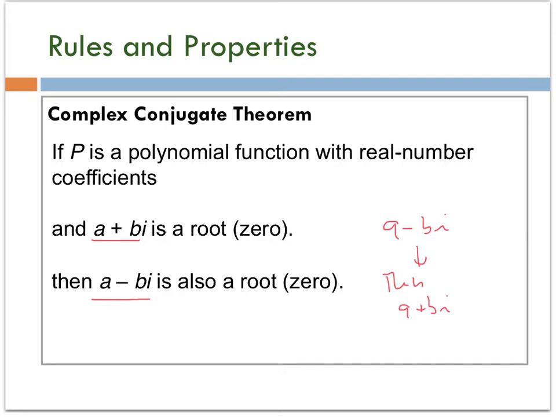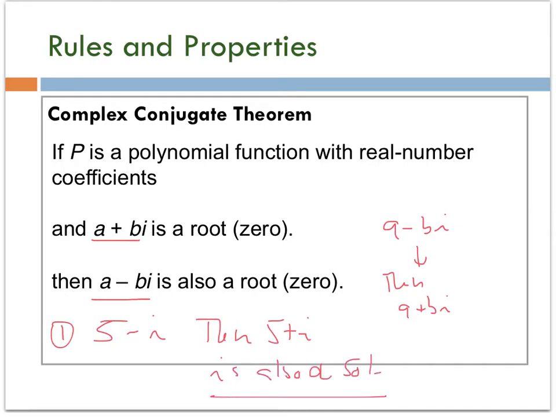And so some real quick numbers. If we know that one solution is going to be 5 minus i, then 5 plus i is also a solution. And I said in the previous video, they come in pairs, okay? And the only difference between the pairs is one is a subtraction or a minus in front of the imaginary, and the other is a plus in front of the imaginary.